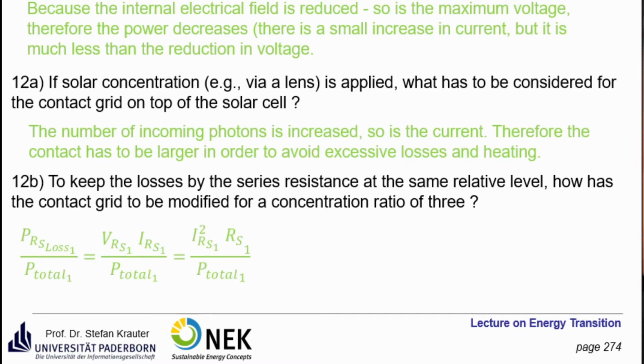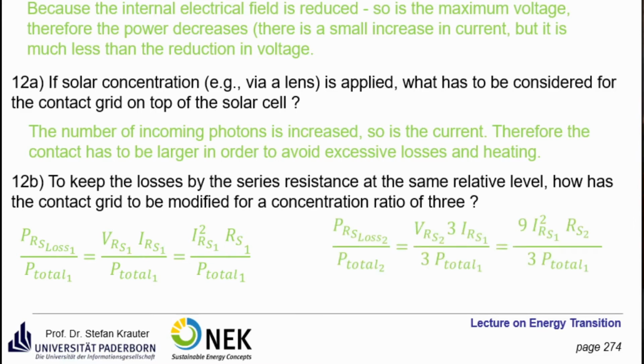First, let's take a look at the relative losses. We have the losses at the series resistor, P_RS1, the upper part, and we have this in relation to the total power being consumed. Then you have the quotient: the voltage across that resistor times the current flowing through it, and if you apply the resistance, then you have I squared times the value of the series resistor, also divided by the total power.